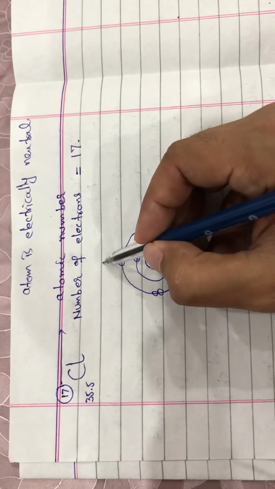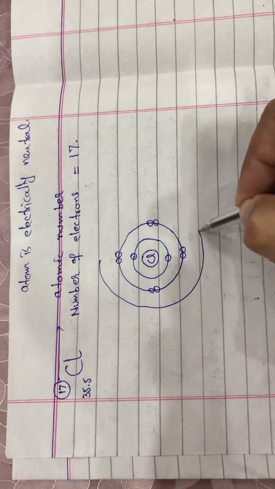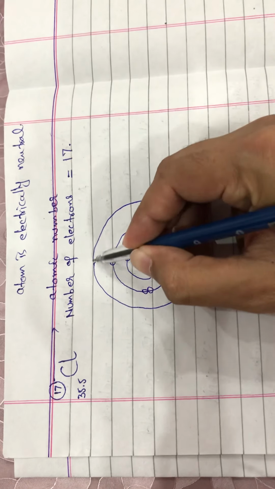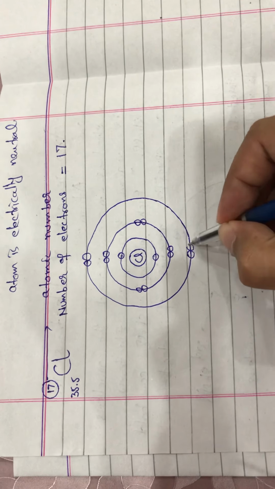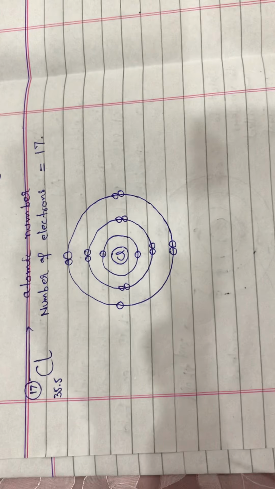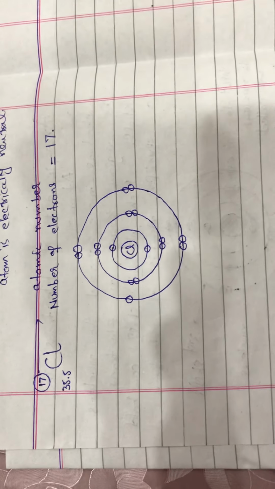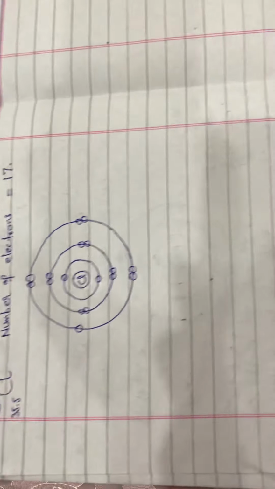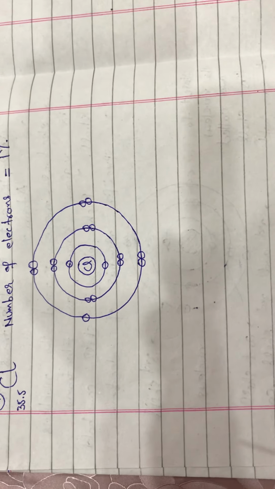How many electrons are left? 7 electrons. But our third shell can contain a maximum of 8 electrons. 2, 4, 6 and 7. It means the third shell of chlorine is still incomplete. The third shell of chlorine is still incomplete.